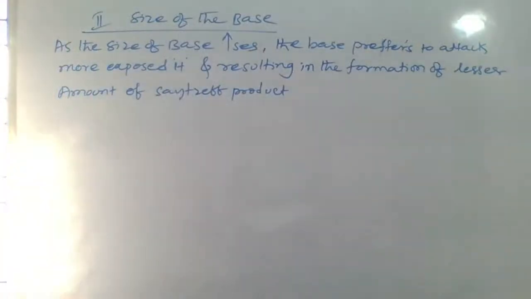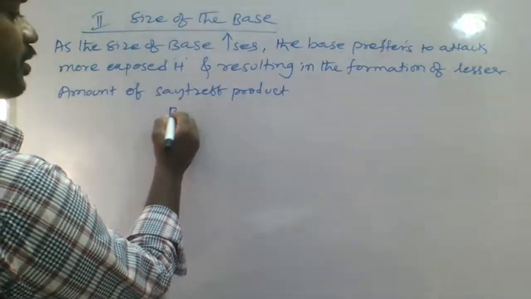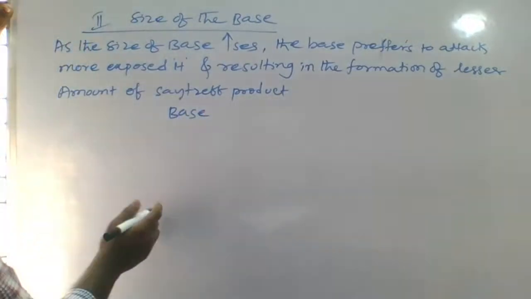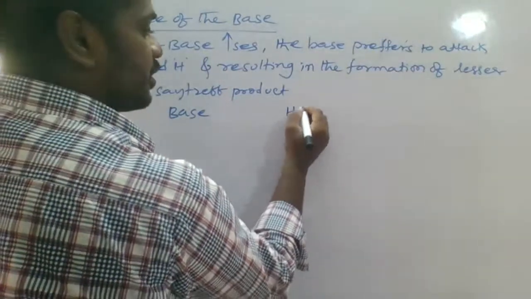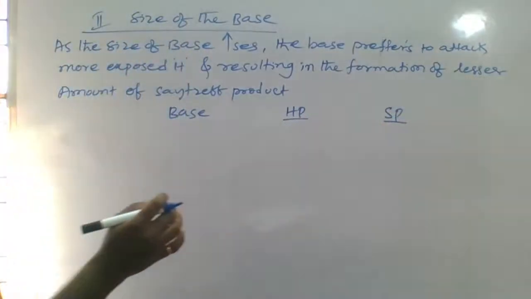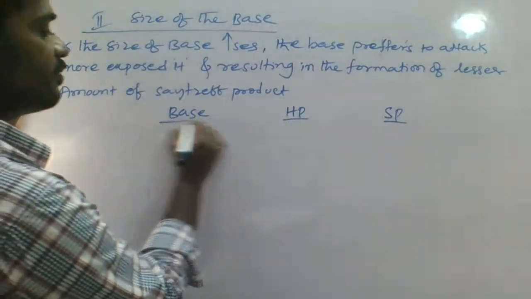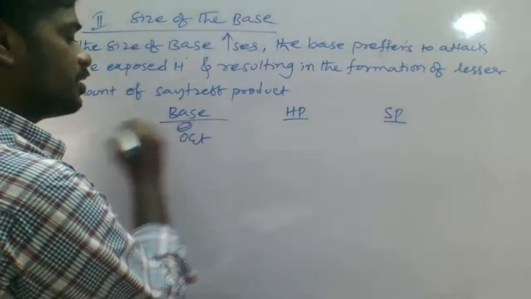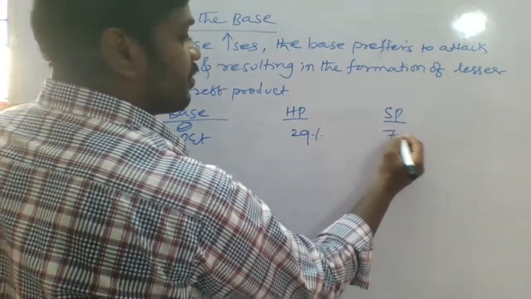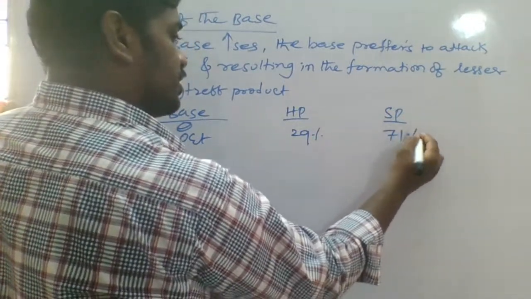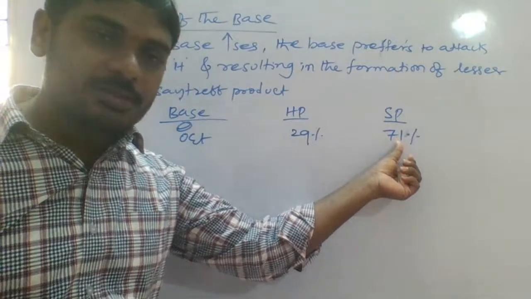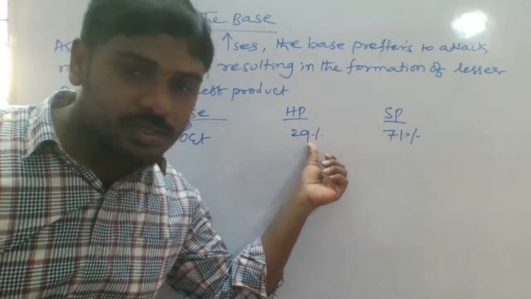So when you use a bulky base, the Saytzeff product is minor and the Hofmann product is major. Here HP is the Hofmann product and SP is the Saytzeff product. If we use ethoxide as the base, the Hofmann product is only 29 percent and the Saytzeff product is formed at 71 percent. A smaller base is being used.